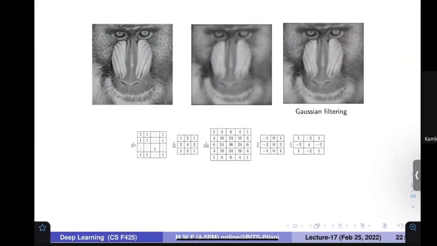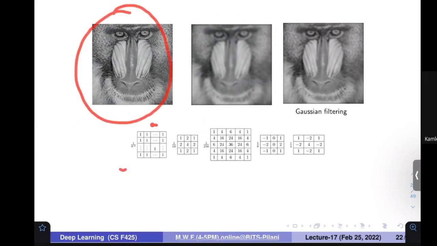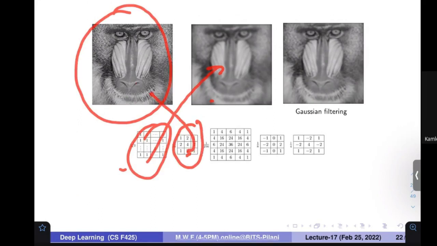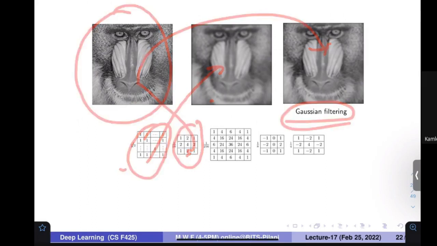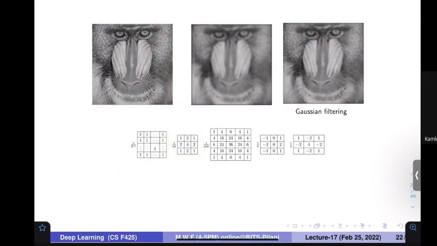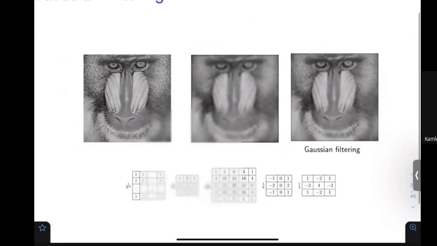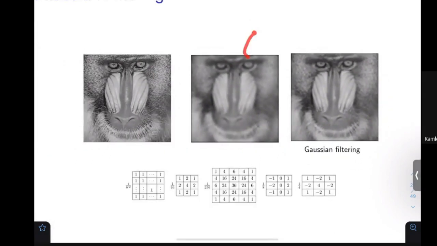Once again, this was the image that we have seen, that if you apply the box filtering on this, you get this image. That is a bad image. But if you apply this kernel on this image, you get this thing. Is it a better image? Right now we are not sure about that, but this is called Gaussian filtering, and definitely it is better than the box filtering. Make sense or not?